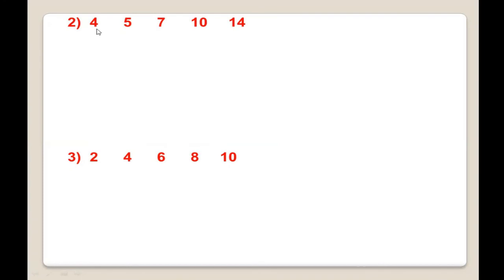Now 3, 4, 5, 7, 10, 14. Now you can check: is it arithmetic or geometric? Here, 4 plus 1 is 5, but to get 7, I have to add 2 to the number. That means I am adding different numbers, not a common number. So is it an arithmetic sequence? No, it is not. And we cannot take it as a geometric sequence because numbers are being added here. So it is neither arithmetic nor geometric.